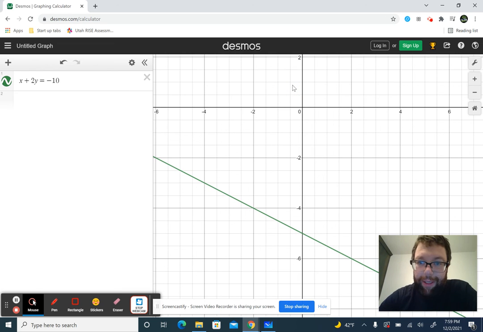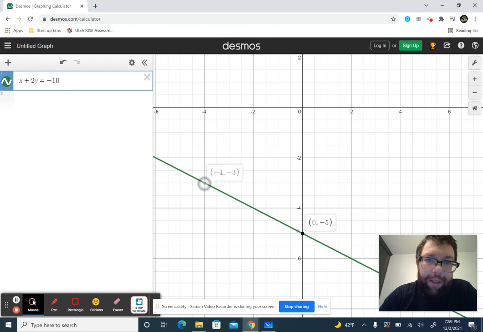So again, it looks like it's hitting at -5. Sometimes it's easier to use my cursor than my pen. So, come on, why are you not working? All right, well, it's hitting right here at 0, -5, and right here at -2, -4. It's also hitting at -4 and 3.